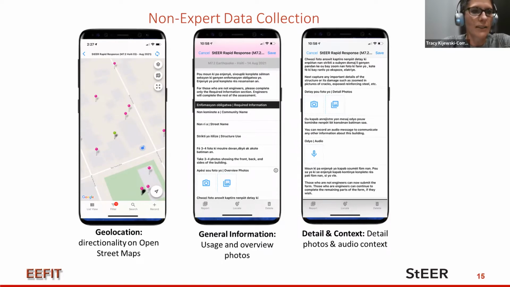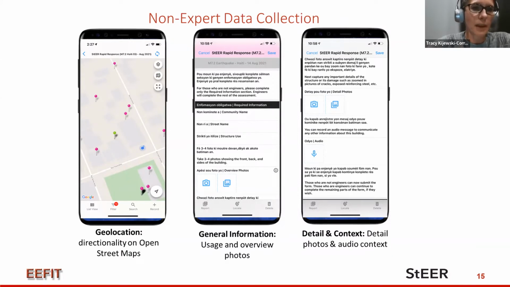Step 1, they were asked to geolocate themselves on the map and mark the building that they were assessing as best they could. GPS being quite a challenging thing in Haiti, especially once we started losing cell towers due to gas shortages. But they would first mark location as the first step in this first screen capture. The second step was to provide essential building information: name of the building, name of the commune and locality where they were working, the street name if known, and most importantly, what the building was used for, the occupancy.